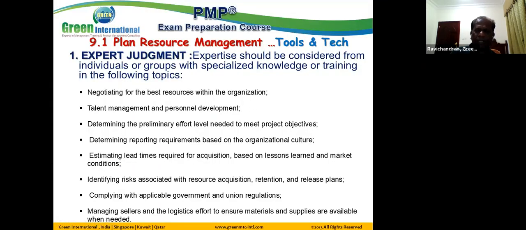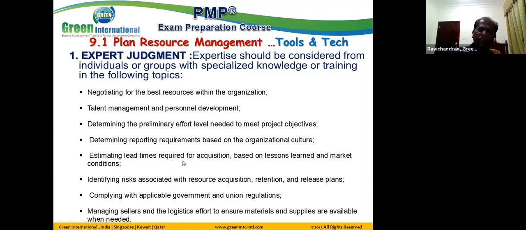When we talk about expert judgment, we may need to utilize the people who have experience in negotiating for the best resources within the organization, talent management and personal development, determining the preliminary effort level necessary for meeting the objectives, determining the reporting requirements based on the organization culture, estimating the lead times required for acquisition based on the lessons learned or market conditions.